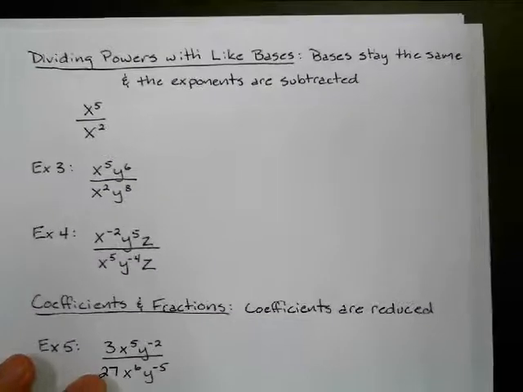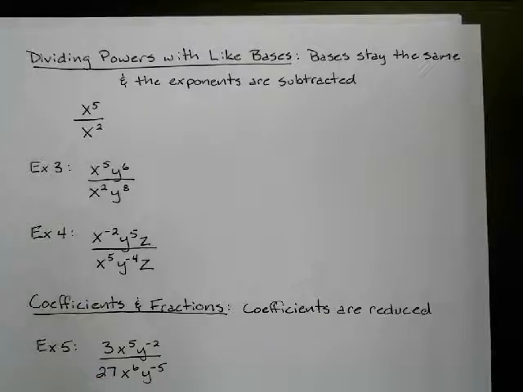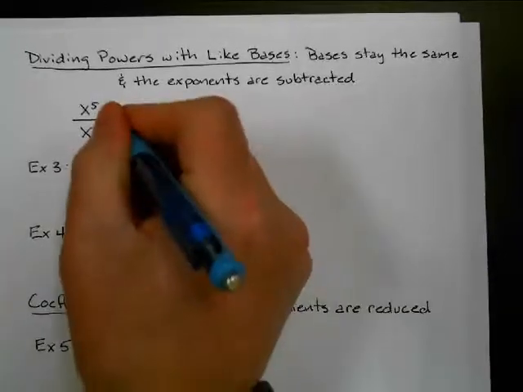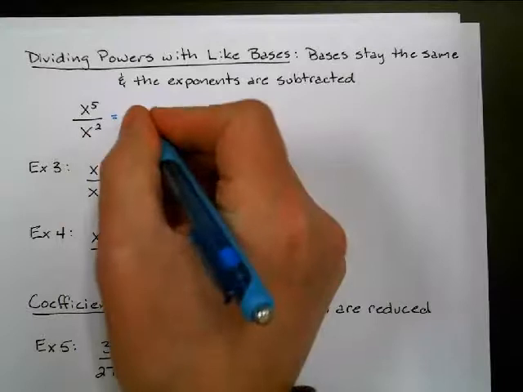Dividing powers with like bases. So now we're going to divide. And what's going to happen is the bases will stay the same, and the exponents are going to be subtracted now. Now, there is a good reason why we're doing this. Remember, we've got 5 x's on top.